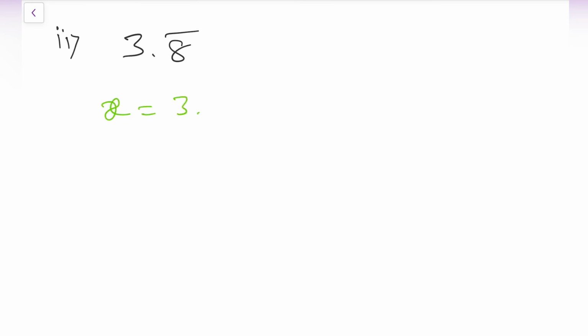Next, second question is 3.8 bar. First step as usual, whatever the question they give, take it as x. X is equal to 3.8 bar. X is equal to 3 point, only 8 is repeating, so 8, 8, 8, 8, 8 and so on. This is equation number 1.